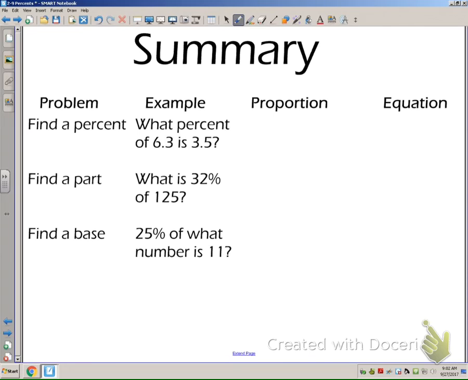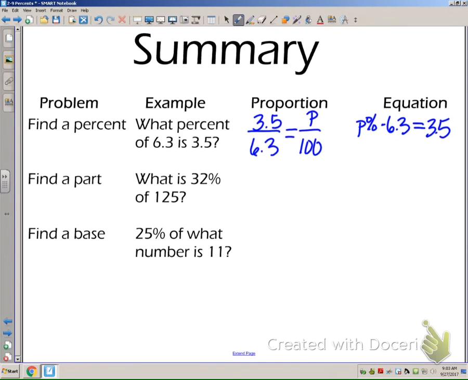Okay, so just to summarize what we learned today, we talked about finding a percent. What percent of 6.3 is 3.5? If we're doing the proportion, it's is over of equals what percent over 100. Or we could write it as the equation: what percent of means to multiply, so the percent we don't know, multiplied by 6.3, is 3.5.